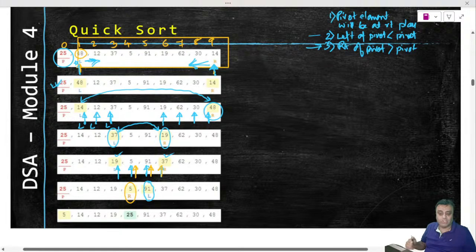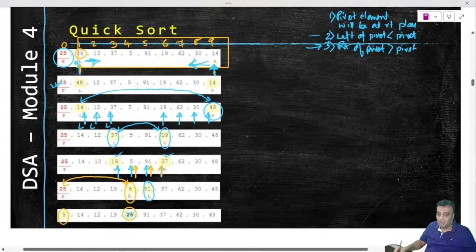Right? So now I cannot swap. My job is done. When they cross each other or are equal to each other, my job is done. My job is done means my iteration is over. All I need to do is do a swap of the pivot with the right pointer location. Right? So what I will do is here I will do a swap of the pivot with the right pointer location. And when I do that, my 5 will come here. My pivot will be in the right place.